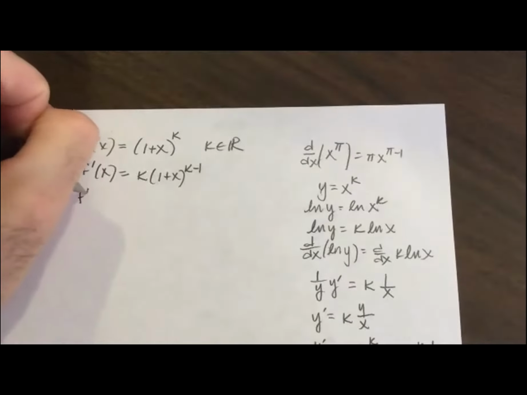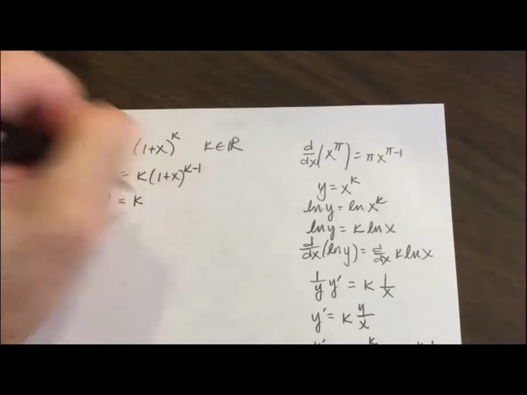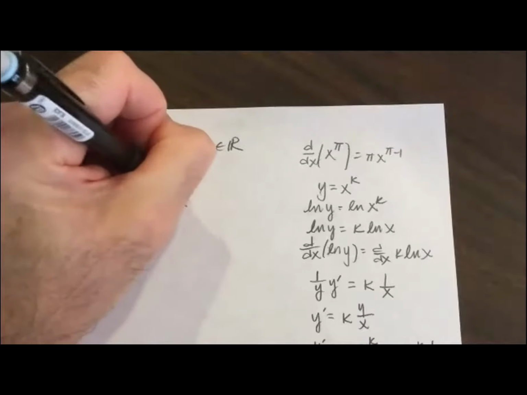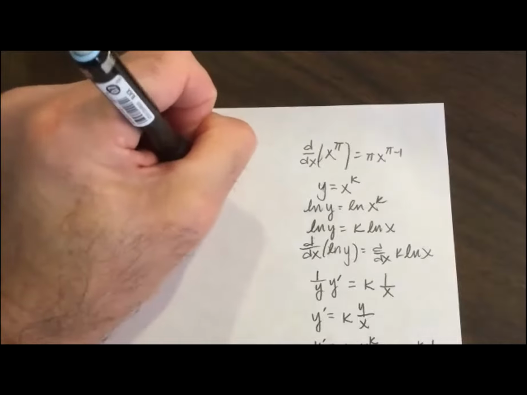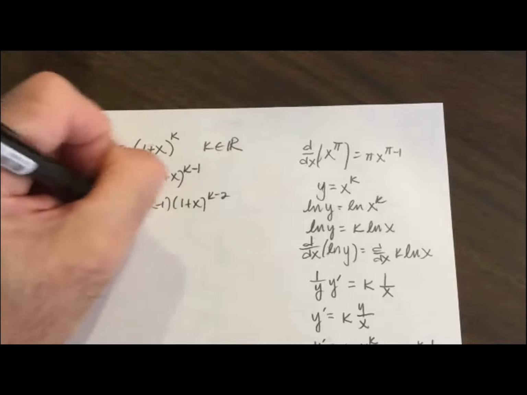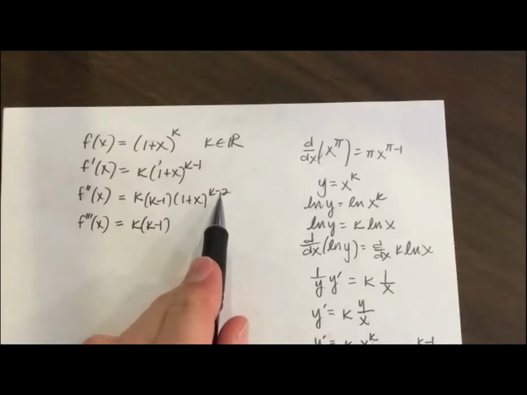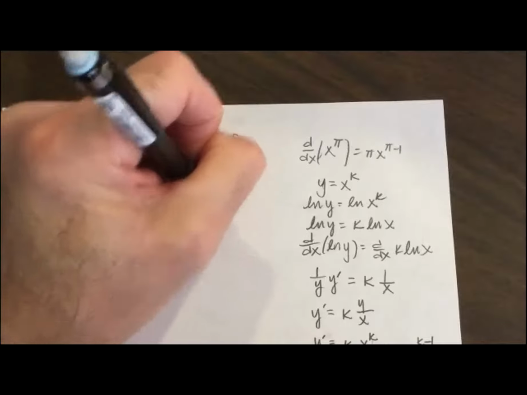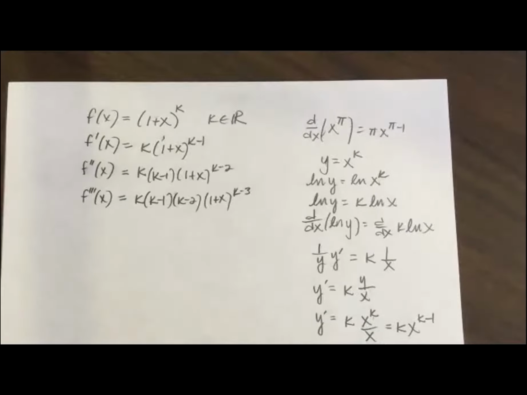Okay, there's the derivative. So what's the second derivative? Well, it's a constant times a function. So here's the constant. I pull that out to the front, and then you just use the power rule again. k minus 1 times 1 plus x to the k minus 2. And then the third derivative is just a constant times the derivative of the function. So use the power rule again, k minus 2 times 1 plus x to the k minus 3. And at this point, I think that we can see the pattern.